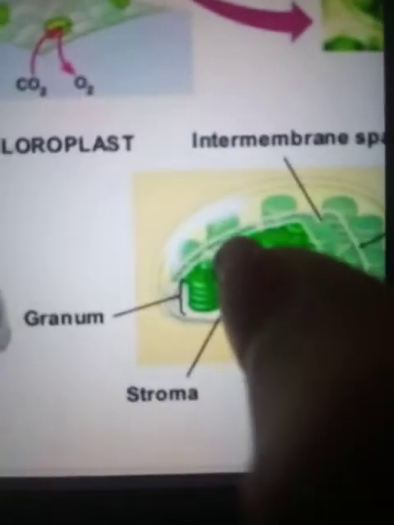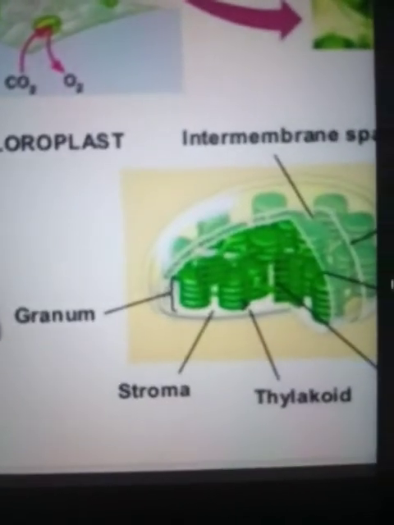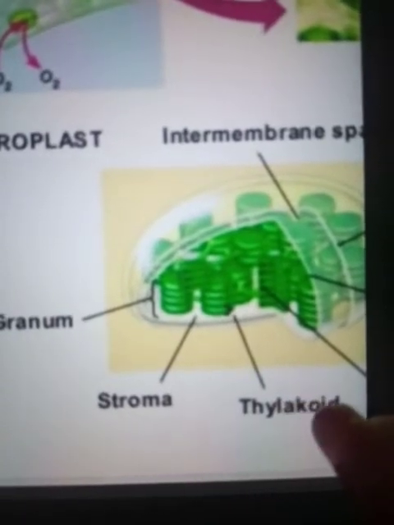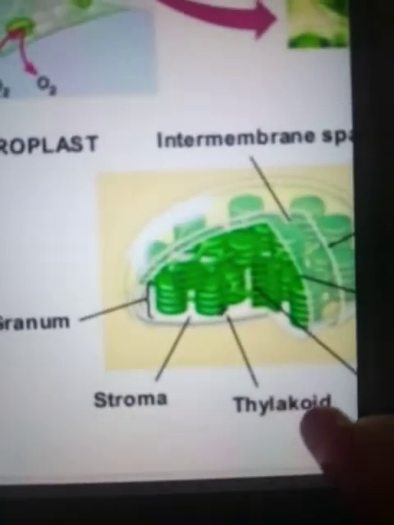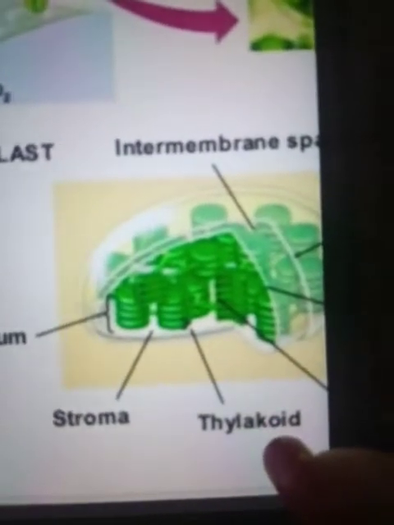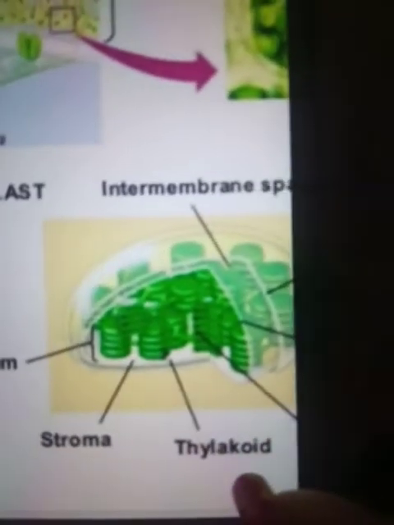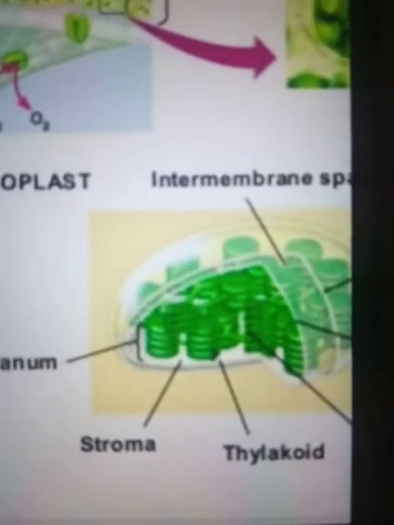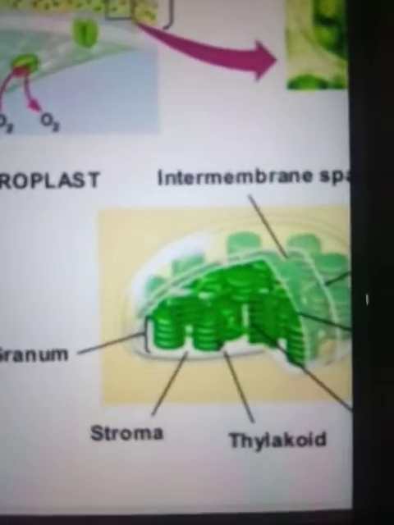The granum is piled in the form of stacks which are known as the thylakoid. Inside this thylakoid are the small chlorophyll pigments. You know chlorophyll pigments, these are the green pigments which are responsible for the green color of the leaves and also green stem.